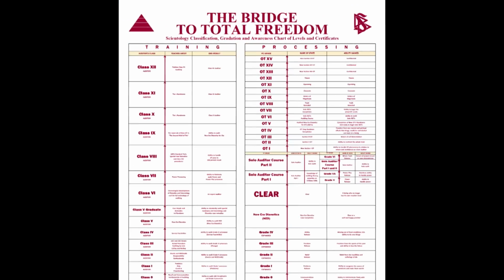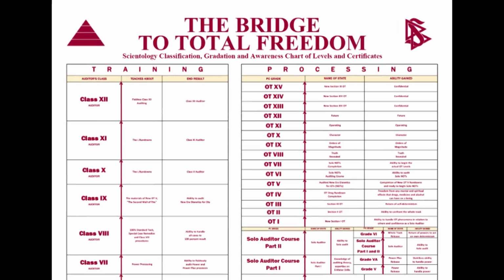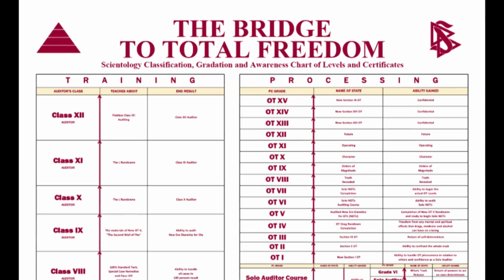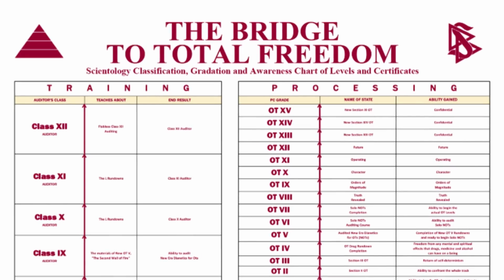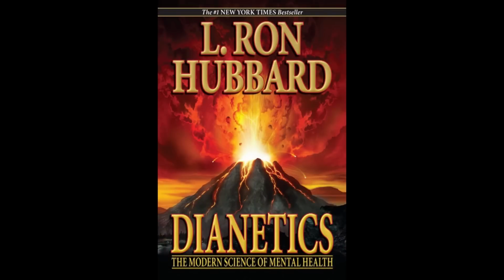In Scientology, the series of training and counseling services are collectively called the Bridge to Total Freedom, also known more formally as the classification, gradation, and awareness chart of levels and certificates. The analogy of a bridge is a concept Hubbard actually came up with in 1950 when he wrote the final words of Dianetics, the Modern Science of Mental Health.